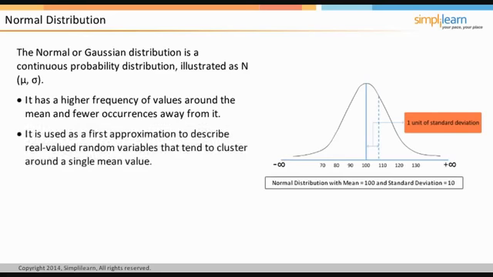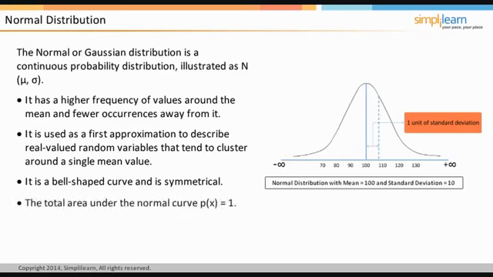It is often used as a first approximation to describe real-valued random variables that tend to cluster around a single mean value. The distribution is bell-shaped and symmetrical. The total area under the normal curve is 1, which is P of x. Various types of data, such as body weight, height, the output of a manufacturing device, etc., follow the normal distribution.